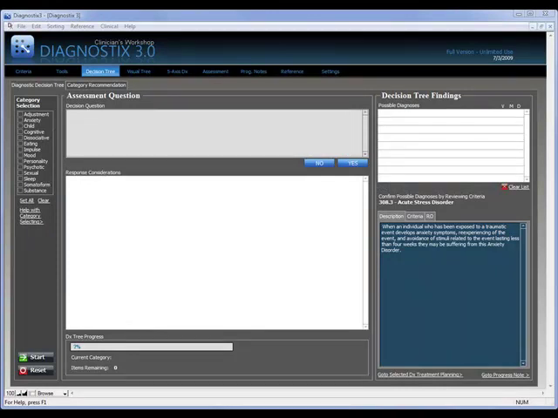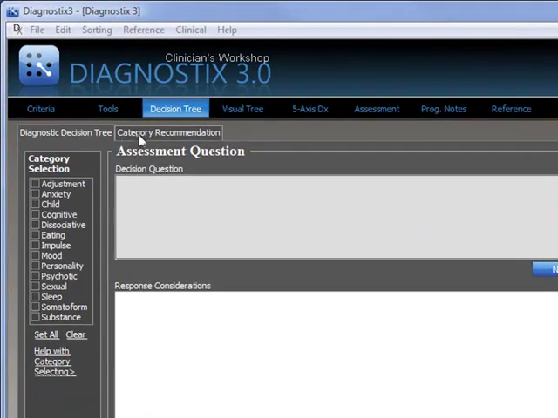This particular tutorial is on the decision tree. Let's see, there's two main tabs here for the decision tree. One is the Diagnostics Decision Tree tab, which is the main part of the program, and the other is something called Category Recommendation. Let's talk a little bit about the Diagnostics Decision Tree, how it functions, and then we'll talk a little bit about Category Recommendation. Then I'll run a decision tree for you.